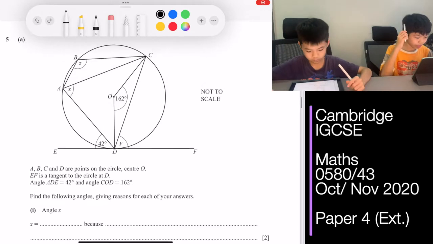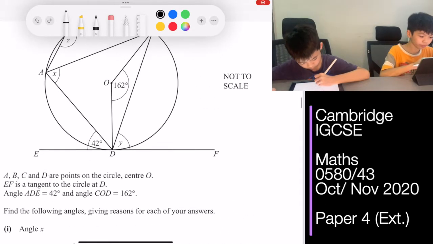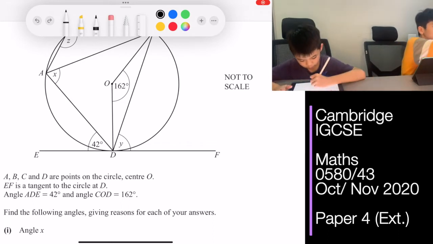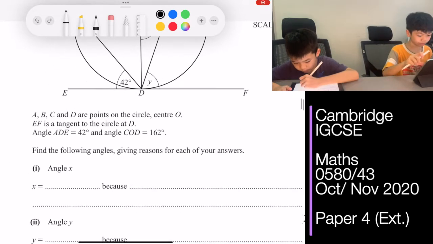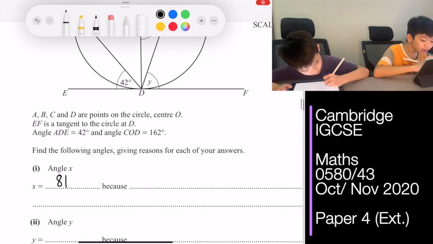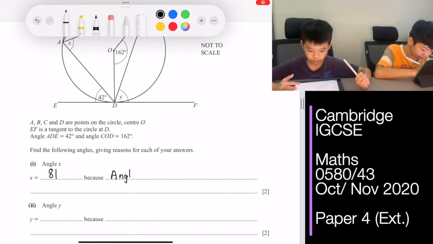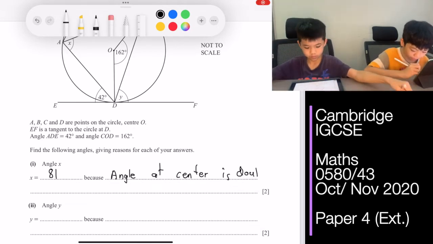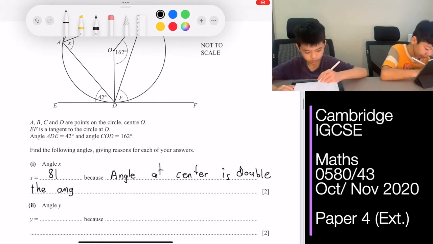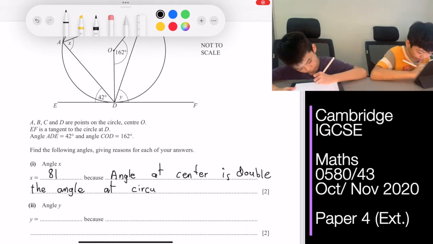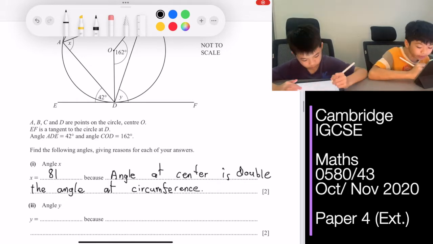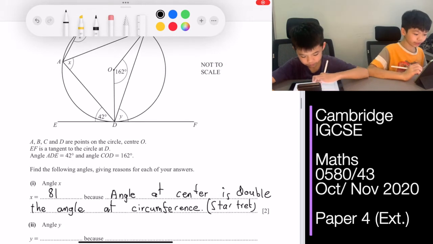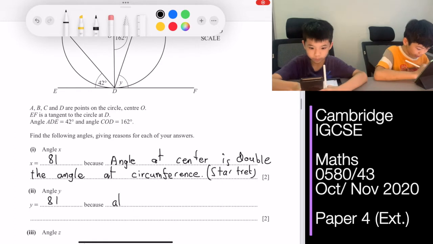Okay, so for question 5A1, find angle X. Angle X is 162 divided by 2, which is 81. This is because the angle at center is double the angle at circumference, and you can write bracket Star Trek because this is basically the Star Trek theorem. Angle Y is also 81 since we found out what X is, because of alternate segments.